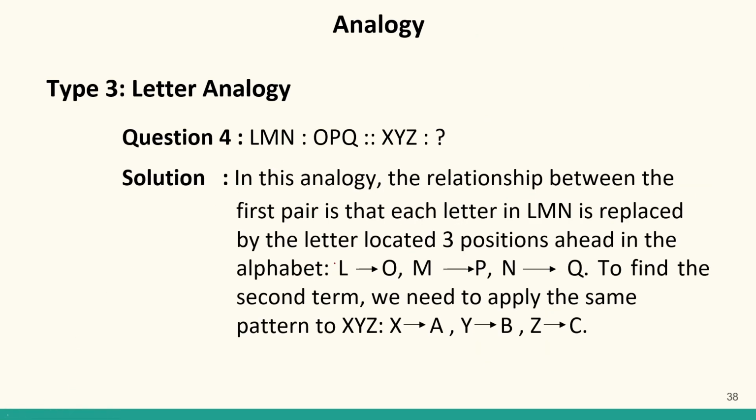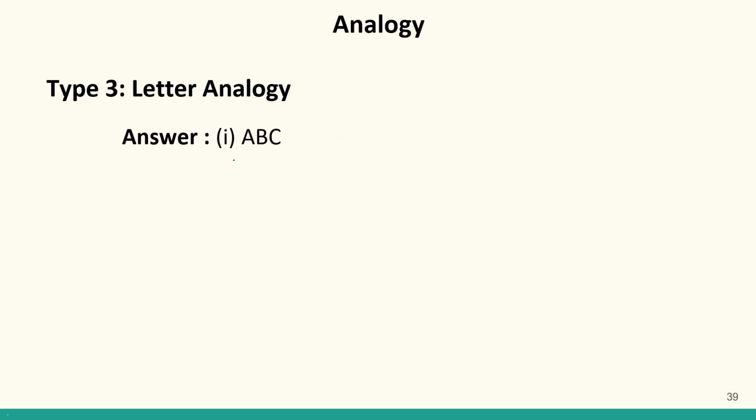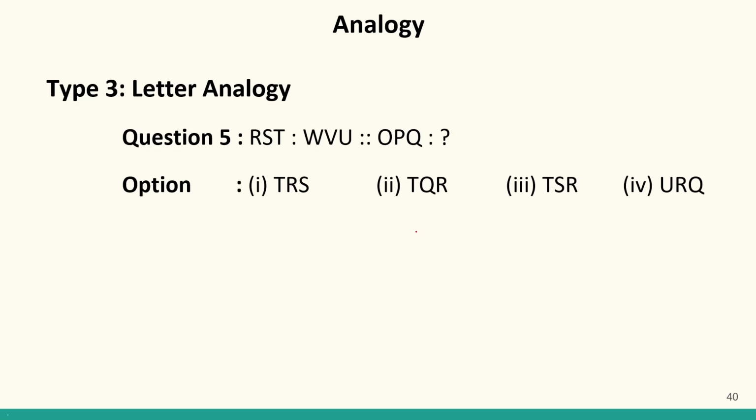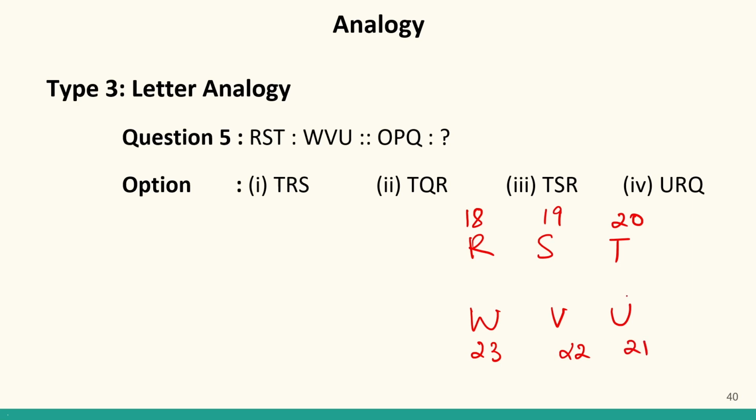So here you can see very clearly that we are moving 3 positions forward. And we use the concept of forward ranking as well as of looping. So answer number 1, ABC is the correct option. Then let us look at this question. RST, WVU and OPQ. So from RST, we are moving to WVU. The position of R is 18, the position of S is 19 and the position of T is 20. The position of W is 23, the position of V is 22 and the position of U is 21.